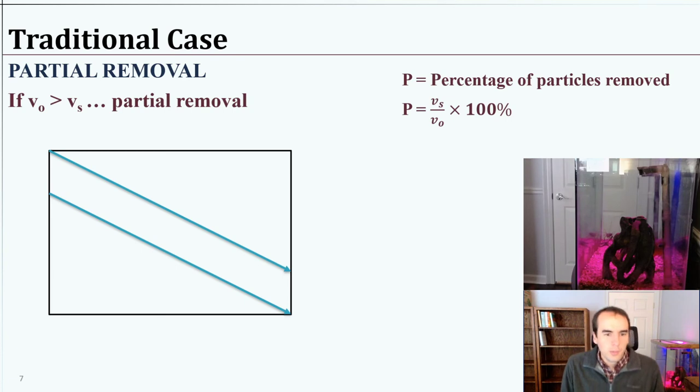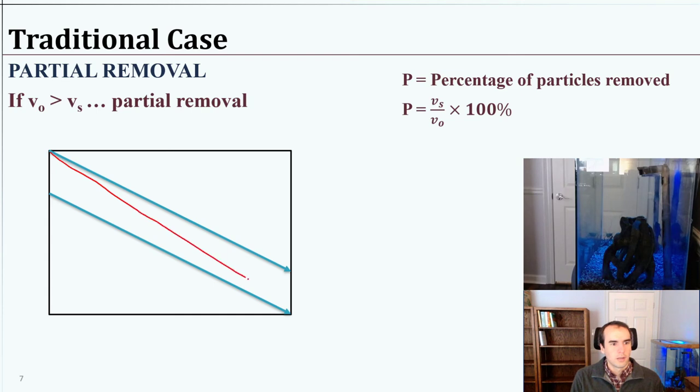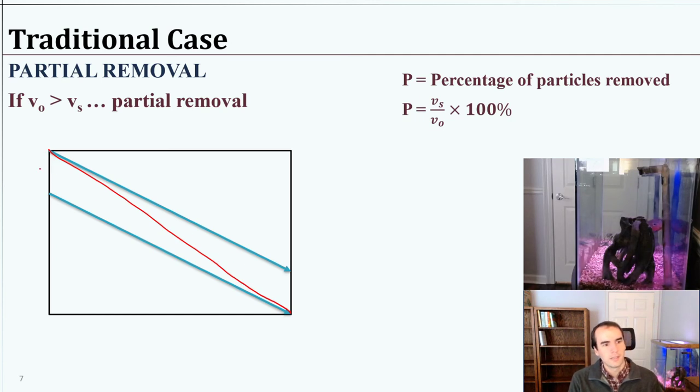So the last concept I want to introduce here is really related to what we just mentioned. Can we find the percentage of particles removed in a traditional system? So here we're back to the traditional case. If we had a critical settling velocity that went to here, let's pretend that's a straight line. So that would be our critical settling velocity, that trajectory.